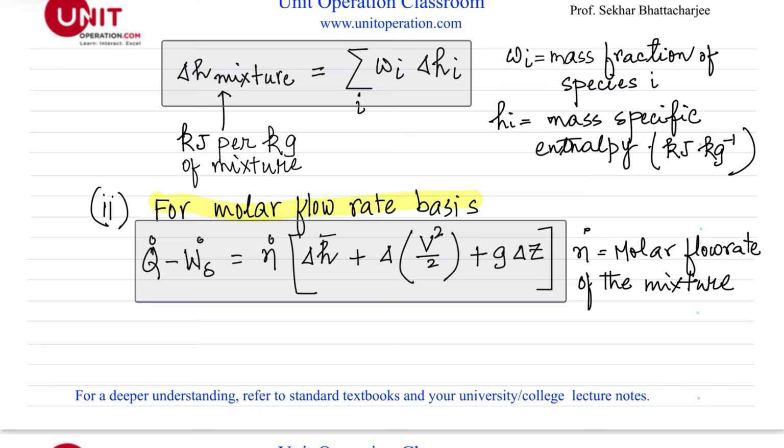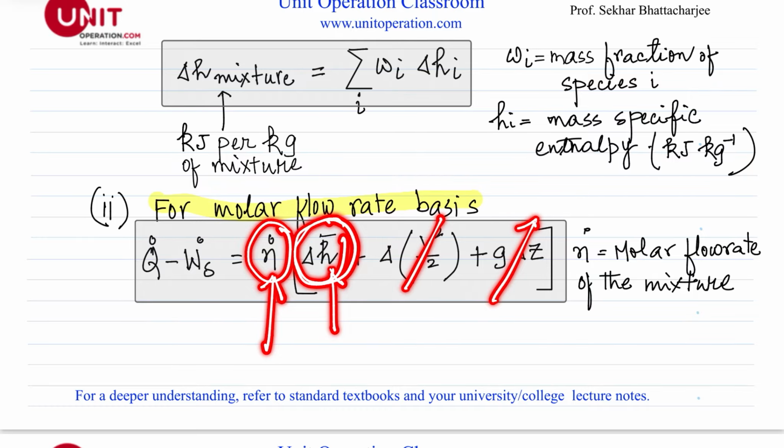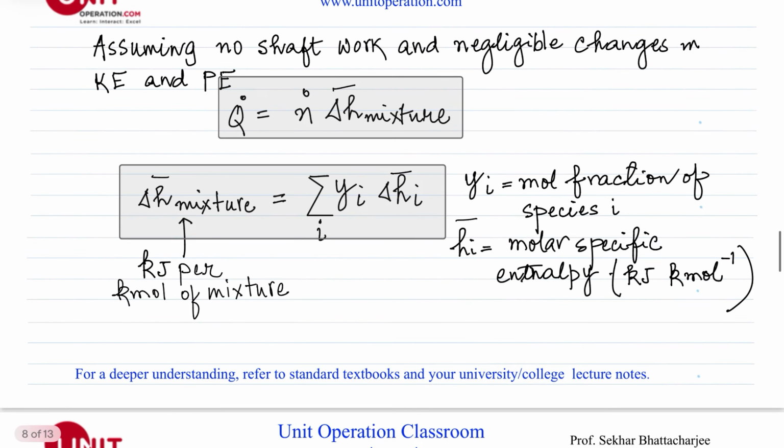Just for the sake of completeness, I want to write down the molar flow rate basis. Here is the total molar flow rate of the mixture, and this is the change in enthalpy of the mixture per unit mole of the mixture. This is the change in kinetic and potential energy, which might be equal to 0 for our case here. Assuming no shaft work and negligible changes in kinetic and potential energy, this is the equation, which is almost the same as what we have used, but on the mole basis.